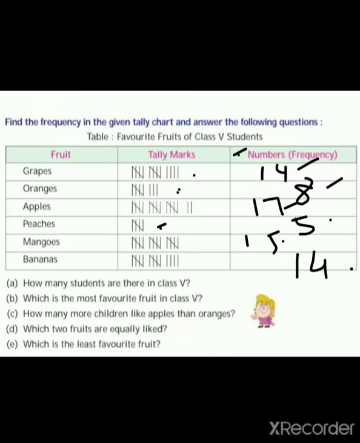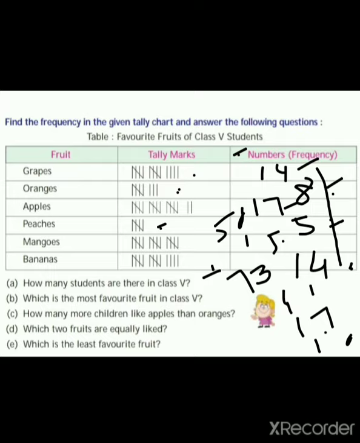Okay, so 14 plus 14, 28. 28 plus 8, 36. 36 plus 5, 41. 41, you can write on your paper like this, and add 17, 58. 58 plus 15, how much? 73. So our answer is 73. There are a total of 73 students in class 5th. We will add all these numbers.